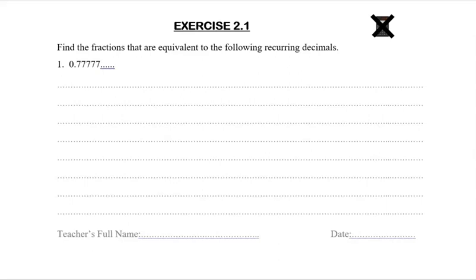Now a recurring decimal is when you have decimal numbers that repeat. Now question 1, we see 7s repeating. So this is 0.7 recurring. Now another way of writing this would be 0.7 with a dot on top. This means 0.7 recurring.